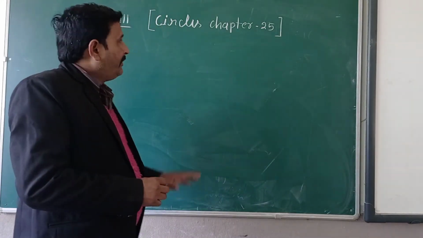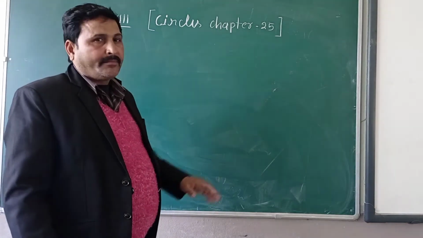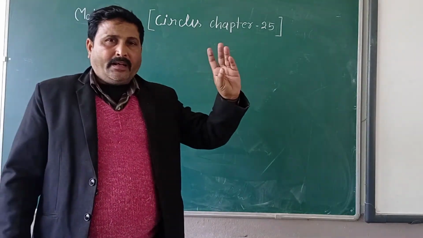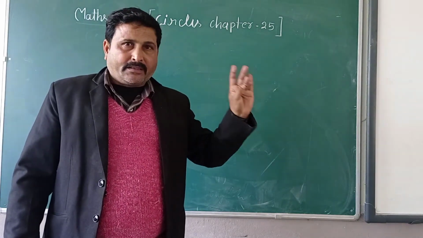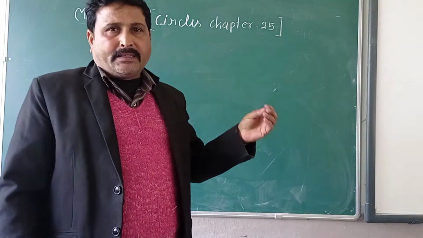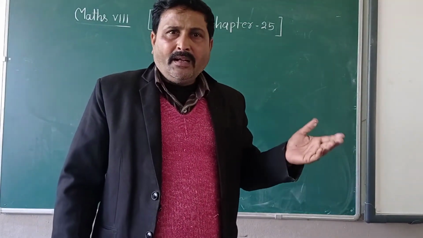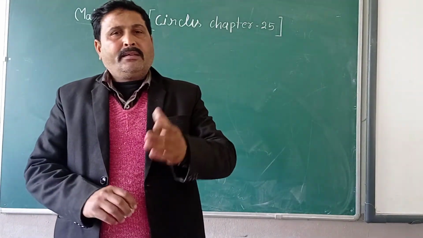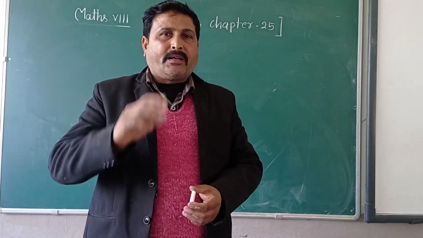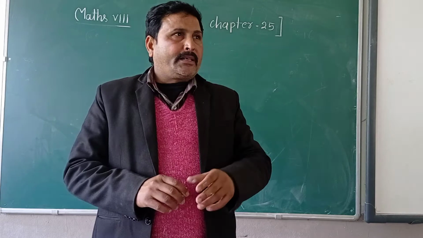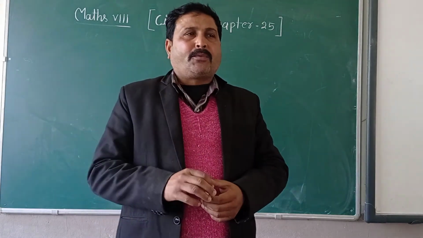Circle means chapter 25. And your portion is starting from the 16th chapter: simple equation or linear equation. Afterward, parallel line, then concept about quadrilateral, and after that, construction of quadrilateral.